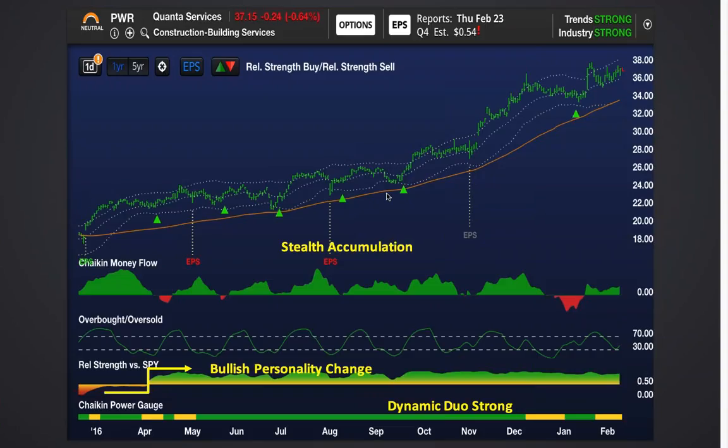Now, we've talked about something called a personality change on this chart. We'll show you what that is, and then another concept, stealth accumulation. These are the 3 things I want you to take away. This is how you get that directional edge.